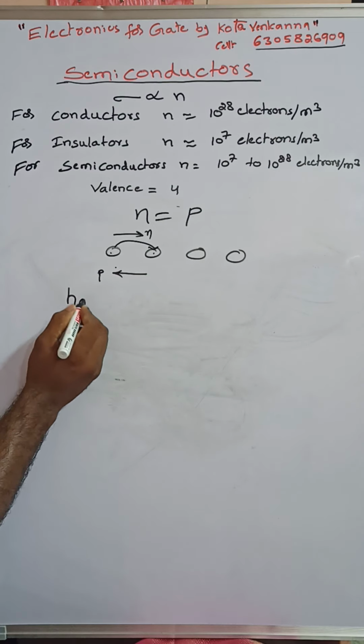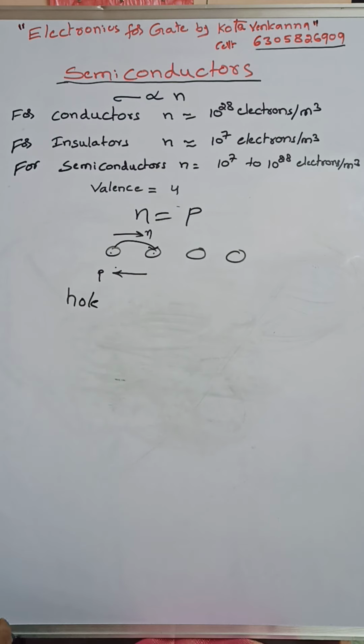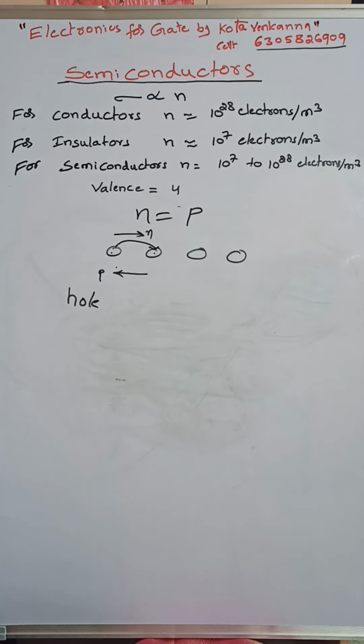Here, hole. What is a hole? A hole is the absence of an electron. An empty place of electron is nothing but a hole. A hole is considered as a positive charge. Why? Because there is no negative charge. The absence of negative charge is called a positive charge.